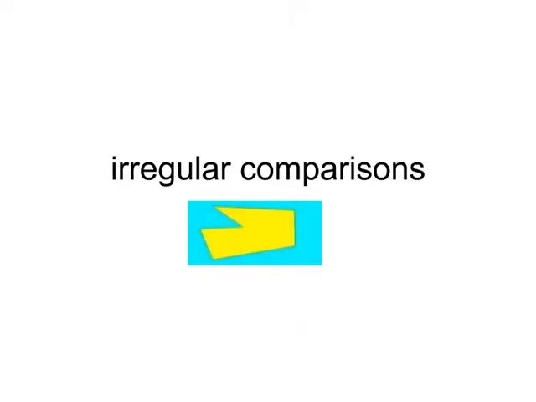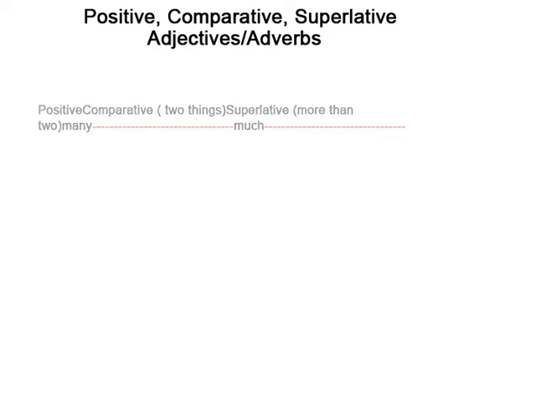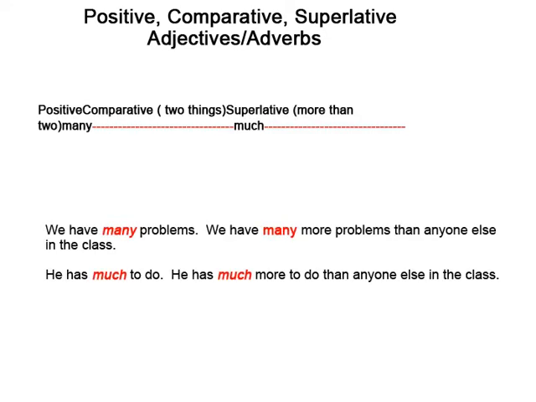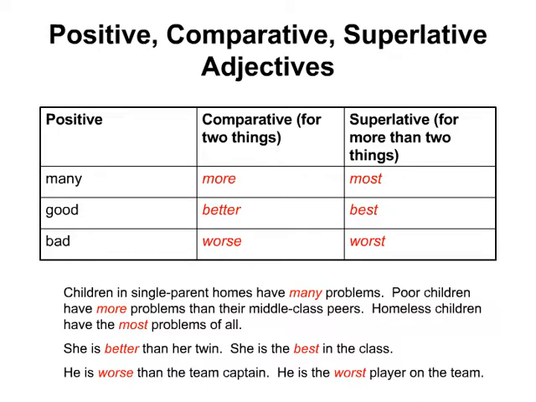Irregular comparisons are especially difficult for English language learners. Many and much do not have a comparative or superlative form. Look at the comparative and superlative forms for many, good and bad in the chart below, paying particular attention to the sample sentences.